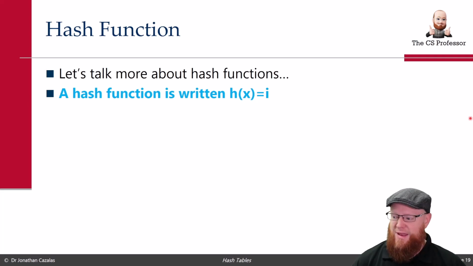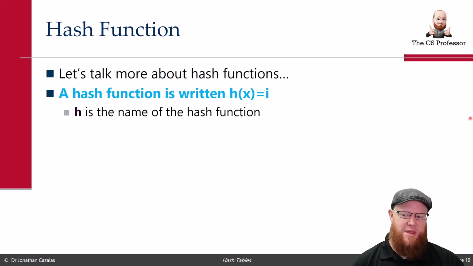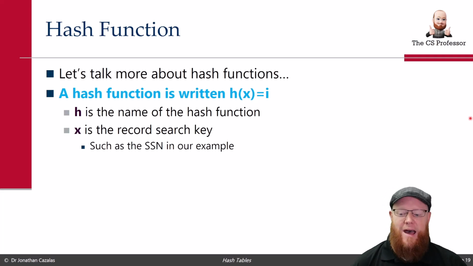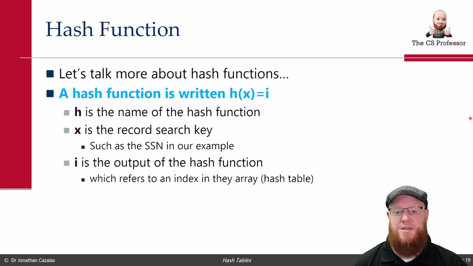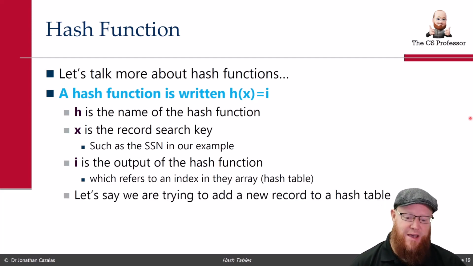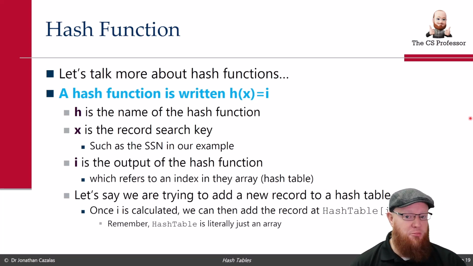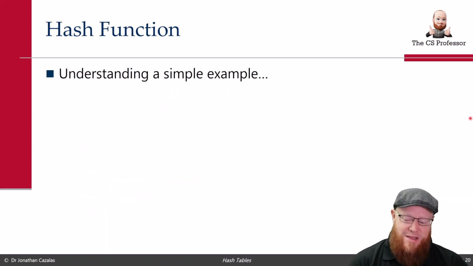A hash function is written h of x equals i. What does that mean? H is the name of the hash function. X is the key that we're going to be inputting into that hash function, and i is going to be the result that it's going to spit out and give us, which will be an index into this reasonably sized array. So if we're trying to add a new record to our hash table, once we calculate i, this smaller index, then we can use that index to save our record into this hash table at index i. Remembering that a hash table here is simply just an array.